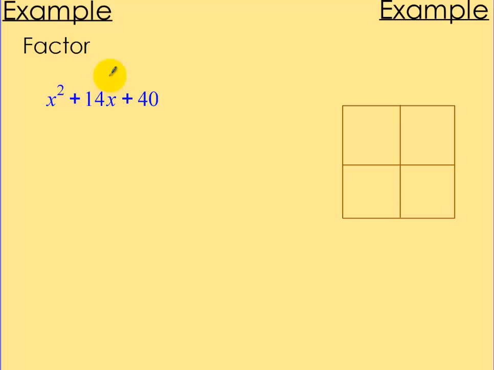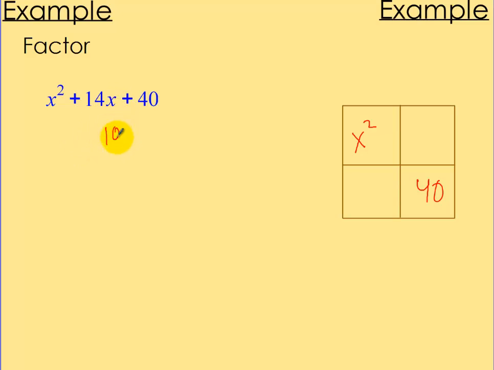Okay, I'm going to factor this. So the first thing I do is I put an x squared in my top left and a 40 in my bottom right. Two numbers that multiply to 40 and add to 14. So you might start with multiplying to 40 and see what numbers come up. It's a lot of guessing and testing. You're not always going to get it the first time. The more you do this, the better you'll get at it.